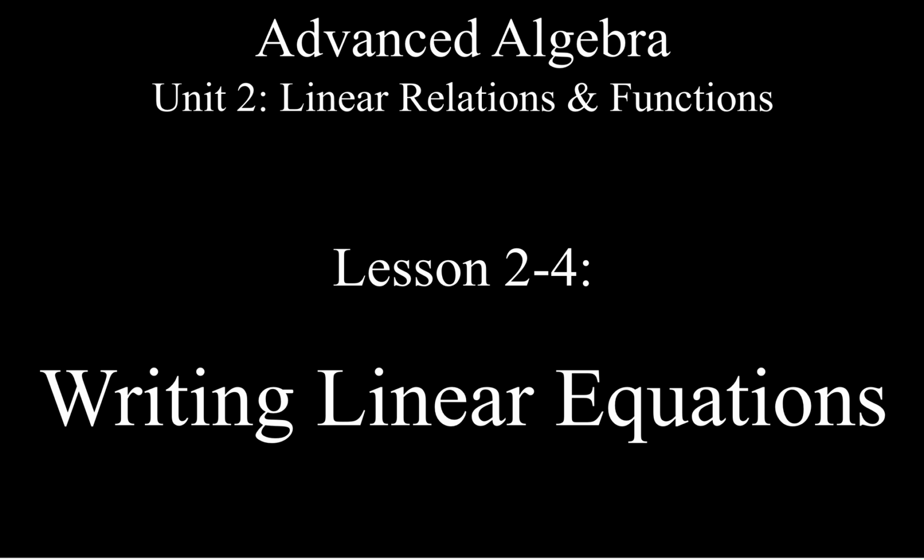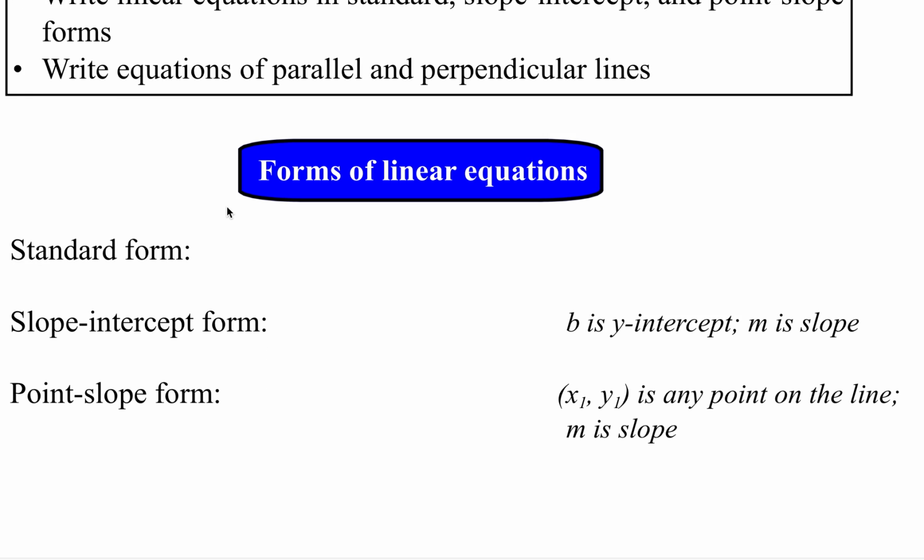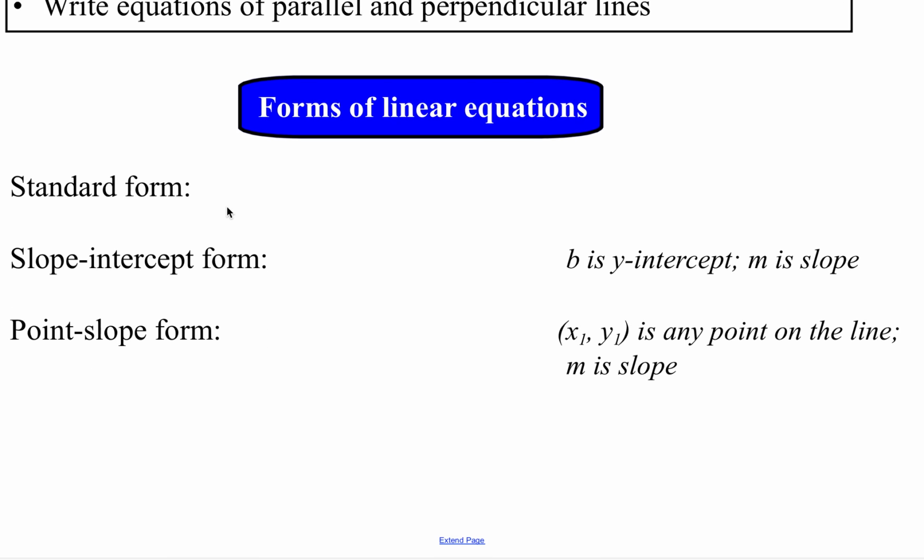In this lesson, we are going to be focusing on writing linear equations. So we will be writing linear equations in standard form that we learned in our last lesson. In this lesson, we will be adding slope-intercept and point-slope forms. And we will also be writing equations of parallel and perpendicular lines. In our last lesson, we learned how to graph the parallel and perpendicular lines, but in this lesson, we're actually going to be writing those equations.